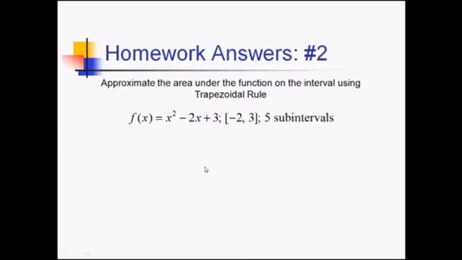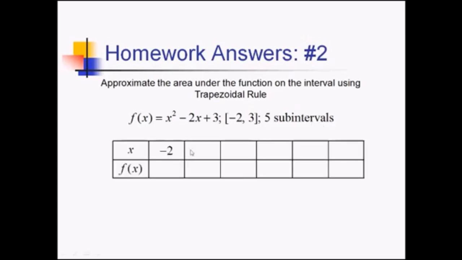For this problem, we want to approximate the area under this curve using trapezoidal rule. We're going from negative 2 to 3 with 5 subintervals, so we can go by 1's. Let's set up our table here. We've got negative 2, negative 1, 0, 1, 2, and 3.